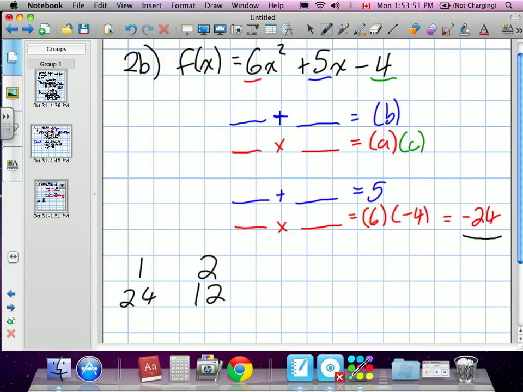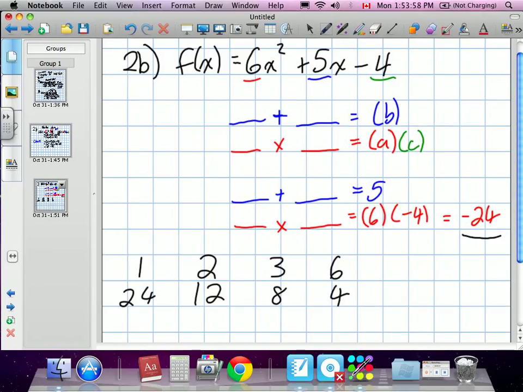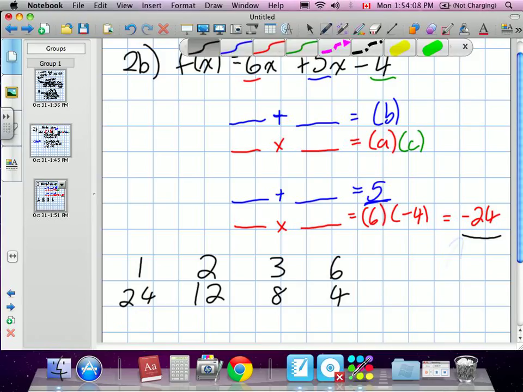I know one of these is going to have to be negative because we're multiplying to negative 24. So that'll help me when I'm doing my adding. One of these terms will have to be negative. When I quickly look at this, I know that 8 and 3 are going to be the two terms. And I'm going to have to make 3 negative in order to add to positive 5.